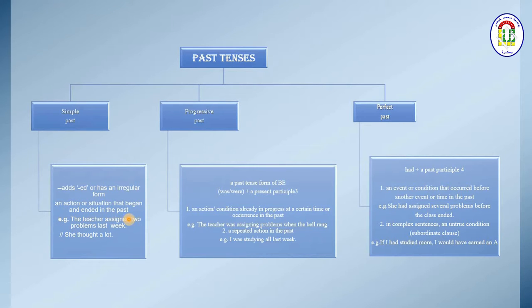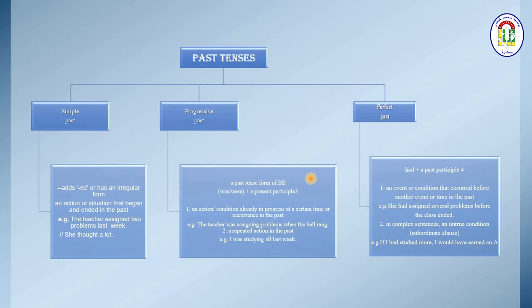Here, example, the teacher assigned 2 problems last week. She thought a lot. So, things that happened normally in the past. Simple past. Normally occurred and ended in the past. So, began and ended in the past. Okay? And the teacher assigned 2 problems last week. He did it. Okay? So, we move now to the progressive past.